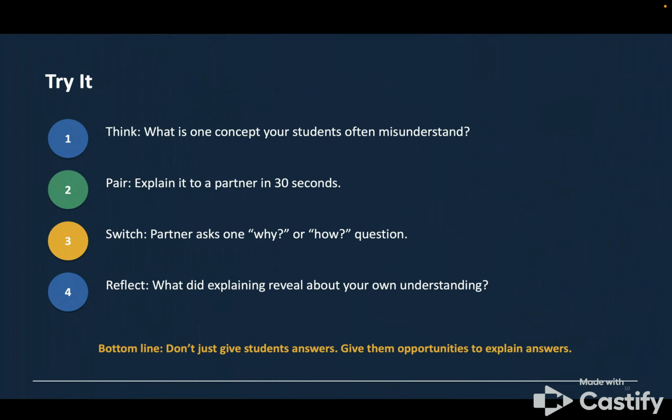Now imagine that instead of explaining the entire concept yourself, you ask the students to explain it to one another. One student explains it, the other student listens and asks why or how questions. Then they switch. What's interesting is that when you have to explain something to someone else, you quickly discover whether you really understand it or not. That's one of the greatest strengths of peer teaching. It turns understanding into something students have to demonstrate rather than simply something they claim to know.